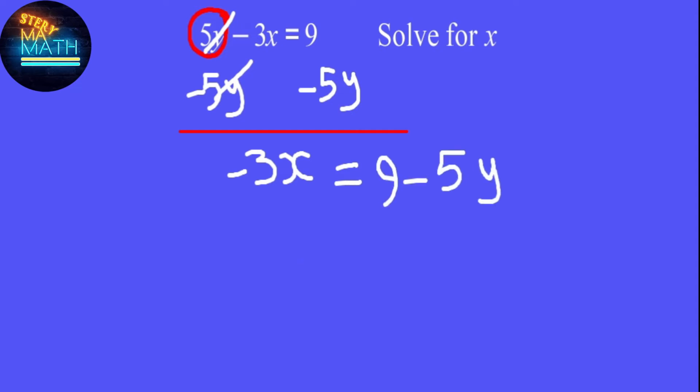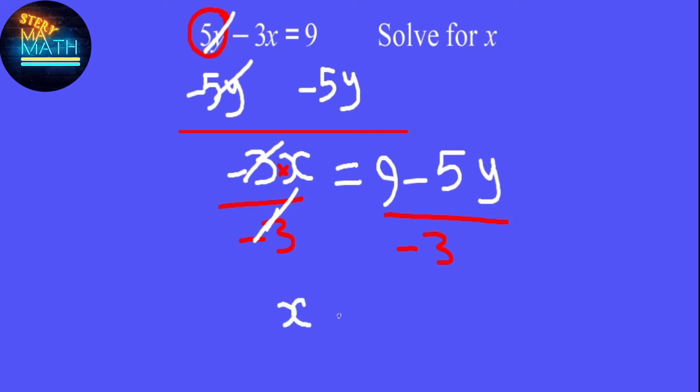But we want x, not negative 3x. So look at the operation. What is the operation between negative 3 and x? It's multiplication. So what is the opposite of multiplication? It's division. So I will divide both sides by negative 3, which is the coefficient of x. Now here divided by negative 3 and also here divided by negative 3. Negative 3 and negative 3 will go away.